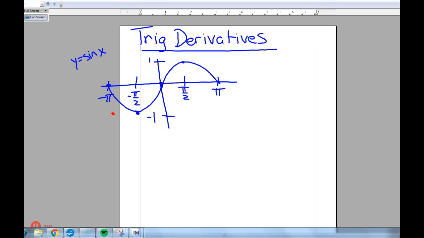What's the slope of the surfboard at this x value? 0, because that surfboard will be flat, right? What's that slope? 1. What's that slope? 0. And that slope's negative 1. If you connect these, that's cosine. So if I give you y equals sine, then your derivative is cosine, which we already wrote on the board. I'm just showing you why that is.